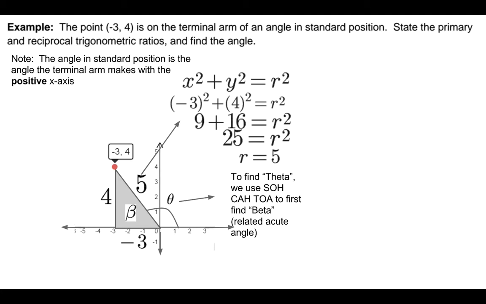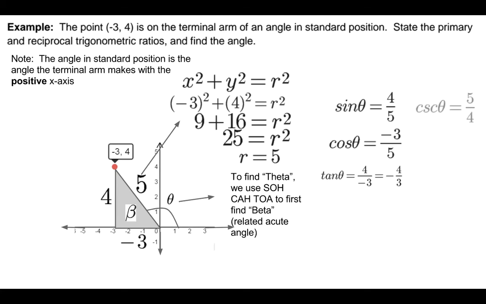So the primary trig ratios are really from beta, but using theta. The primary trig ratios on theta are sine theta is opposite over hypotenuse, so it's 4/5. It'll be the same. Cosine theta is -3/5. Tan is -4/3, opposite over adjacent. Cosecant's 5/4, just the reciprocal. Secant's -5/3, and cotan is -3/4.